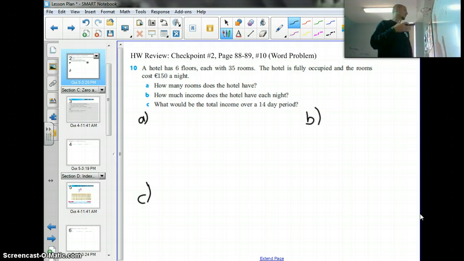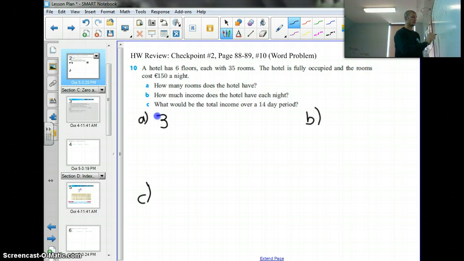Okay? So question 10 says, a hotel has 6 floors, each with 35 rooms. The hotel is fully occupied and the rooms cost 150 euros a night. For question A, it says, how many rooms does the hotel have? Well, we know it has 6 floors and on each floor it has 35 rooms. So what do you think? On the first floor, 35 rooms. Second floor, 35 rooms, and so on and so forth.